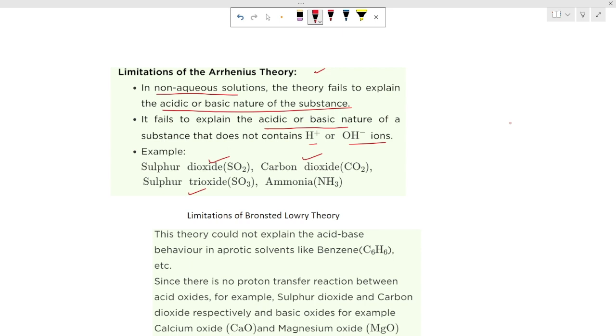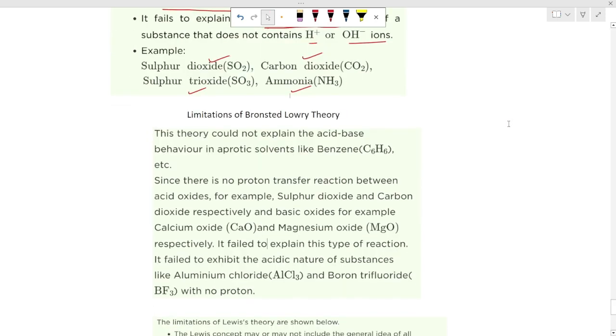Sulfur dioxide does not contain any H plus or OH minus ion. Similarly ammonia also. Carbon dioxide and sulfur dioxide are acids, and ammonia is a base, but it does not have a hydroxyl ion, so the theory is not able to explain why these act as acids or bases. This is a limitation. Then the limitation of the Bronsted-Lowry concept: it could not explain acids in aprotic solvents. Benzene is an aprotic solvent, so it is not able to explain the concept because it says that acids and bases act in aqueous solution only.